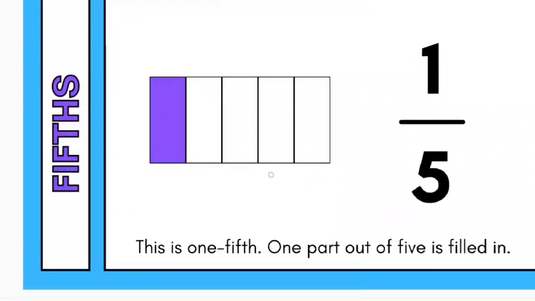Now what is this? How will we represent it? 1, 2, 3, 4, 5. So these are 5 equal parts. So denominator will be 5. And one part is filled in. So 1/5. This is 1/5.